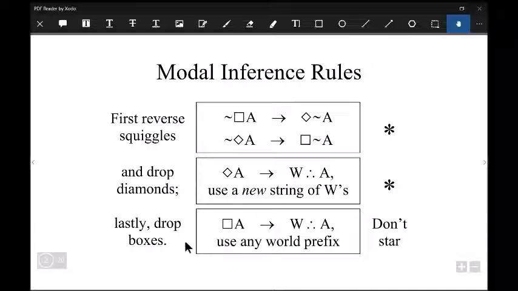And the last thing to do is to drop boxes. Necessary A, therefore A is true in all possible worlds, so you can put it where you want. But it's not good strategy to move into new worlds. Always use old worlds, use every world with a W, and sometimes use the actual world without any W's. You want to do that if there's no other worlds, or if you have a letter without any modal operator in the original argument. Okay.